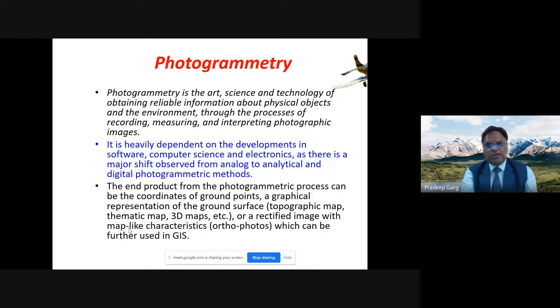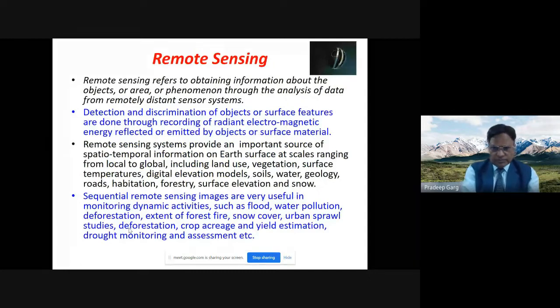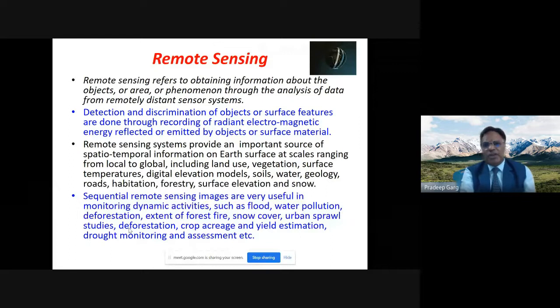In our country, Survey of India, Dehradun, and NRSC, National Remote Sensing Center, Hyderabad, are the government authorized agencies which can fly for you, take the aerial images, and you can use those aerial images. The next is remote sensing. You know that India is number 3 in space technology. We are much ahead of many, many developed countries.